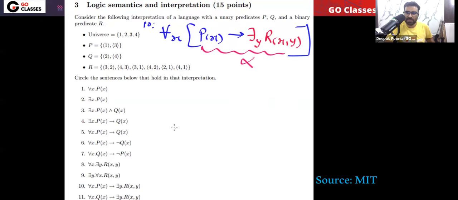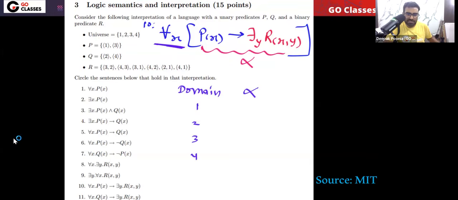Okay, I am simply calling this internal thing alpha. Now, outside we have the universal quantifier. The universal quantifier will be true if for every element in the domain this alpha is true. So you tell me, in the domain we have these elements 1, 2, 3, 4.